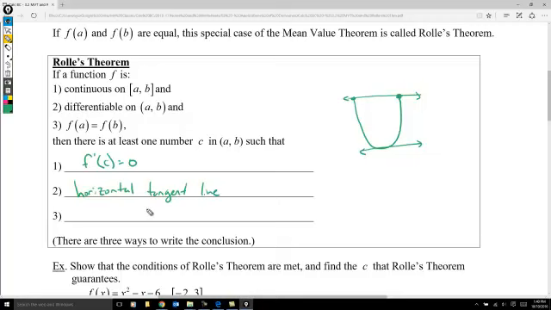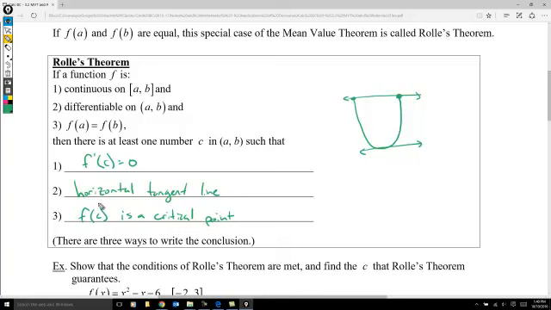And another way of thinking about this, which I think is pretty cool, is if f prime of c equals 0, that means that there exists a critical number. So that means that f of c is a critical point. My graph is turning here, so it just means I have a critical number.